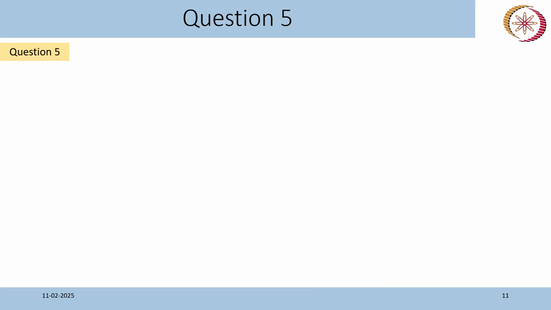So to the next question. So the question is, what is the main advantage of soft lithography over photolithography? I have already explained what is soft lithography, what is photolithography, and what are the basic differences.